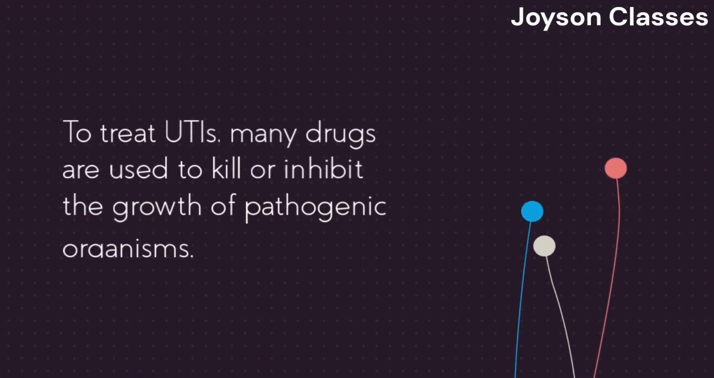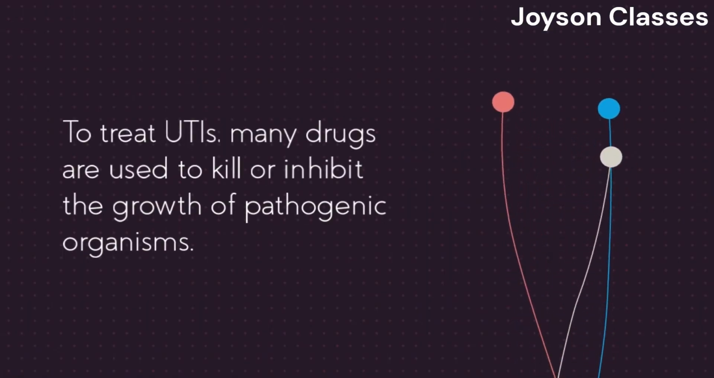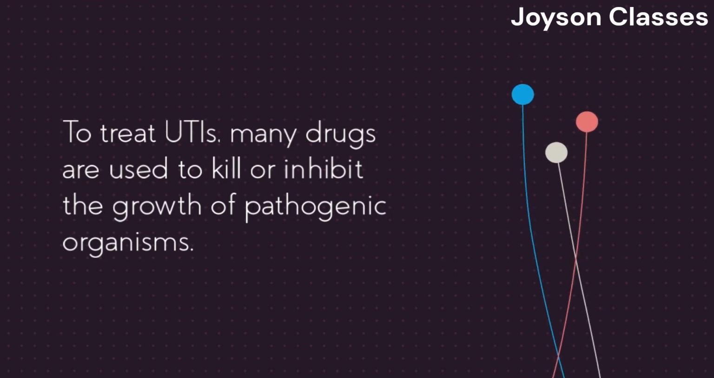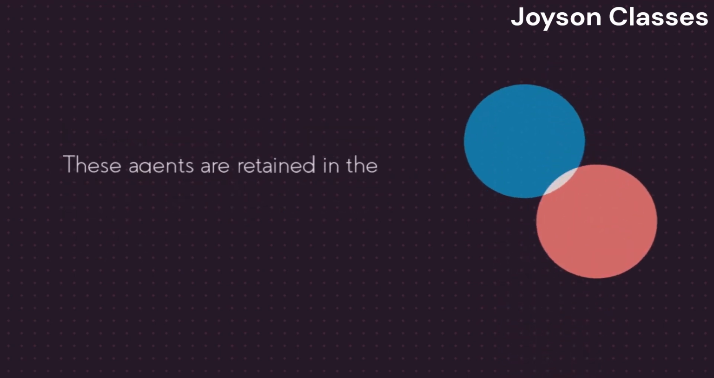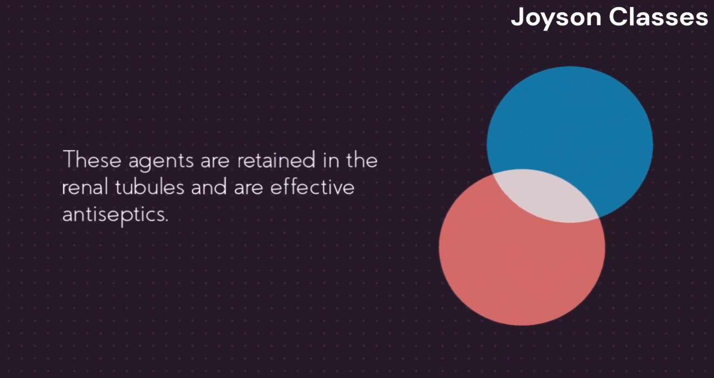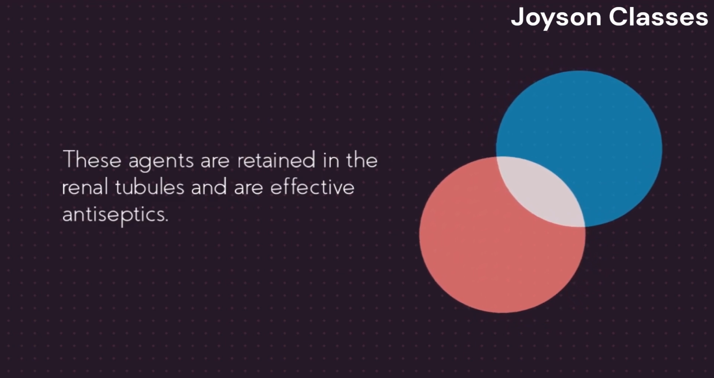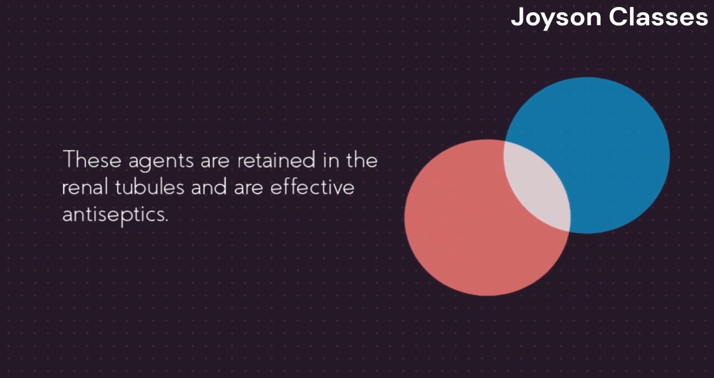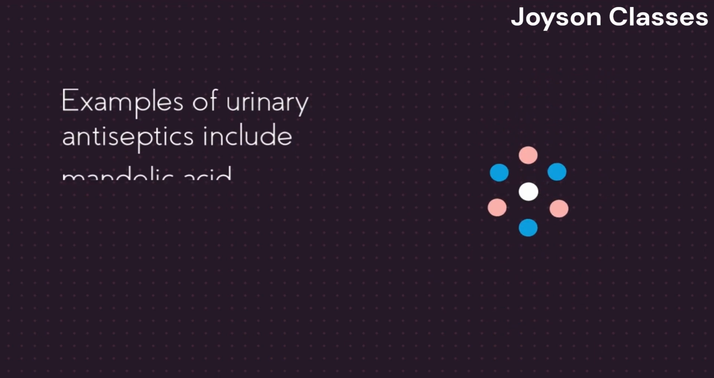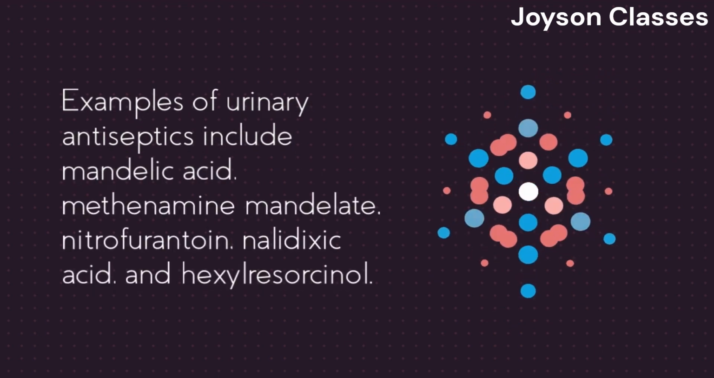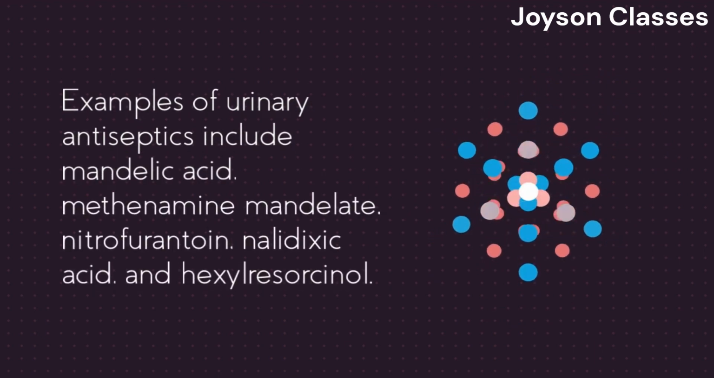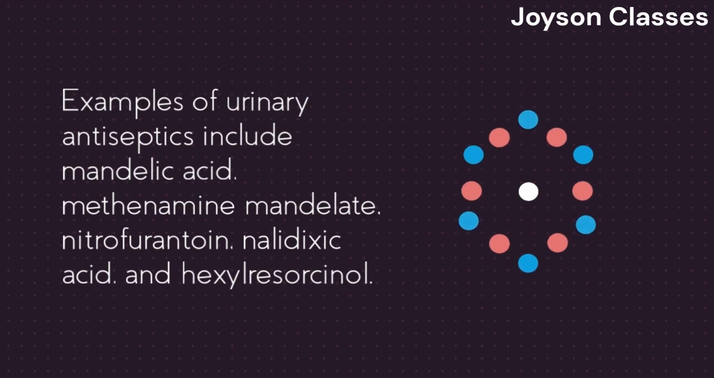To treat UTIs, many drugs are used to kill or inhibit the growth of pathogenic organisms. These agents are retained in the renal tubules and are effective antiseptics. Examples of urinary antiseptics include mandelic acid, methenamine mandelate, nitrofurantoin, nalidixic acid, and hexylresorcinol.